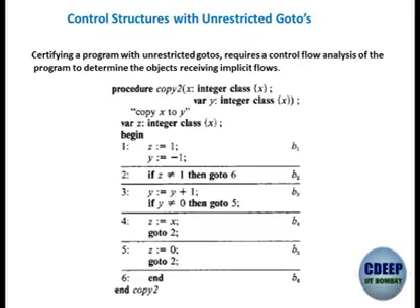Certifying a program with unrestricted go-tos requires a control flow analysis of the program to determine the object that received the implicit flow. Again, consider the same copy2 program. We have procedure copy2, with x as class x and y as class x, copy x to y, and z which is class x. Now we can say z equal to 1, y equal to minus 1; this corresponds to the basic block B1.